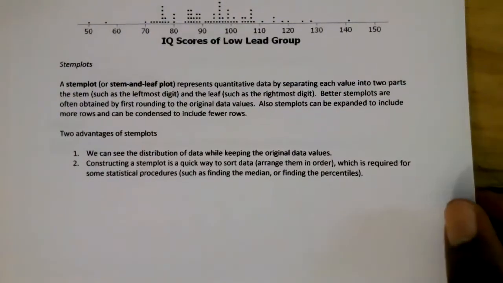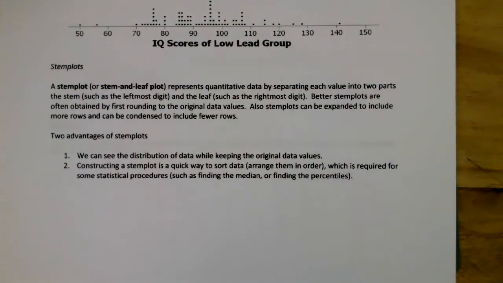All right, now the one we're going to look at is a stem plot, or sometimes it's called a stem and leaf plot. It represents quantitative data or numerical data by separating each value into two parts: the stem, such as the leftmost digit, and the leaf, such as the rightmost digit. Better stem plots are often obtained by first rounding the original data values. Also, stem plots can be expanded to include more rows and can be condensed to include fewer rows.